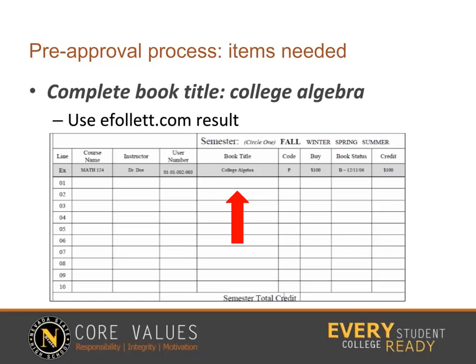Skip the third column and move on to the fourth column. This column in the middle section asks for the book title. This is on your eFollett.com printout. Feel free to abbreviate the longer words to fit them into the column. Your assignment direction here is to use College Algebra as an example and write it under the book title on your hard copy of the textbook form now. Click to the next slide when you are ready.